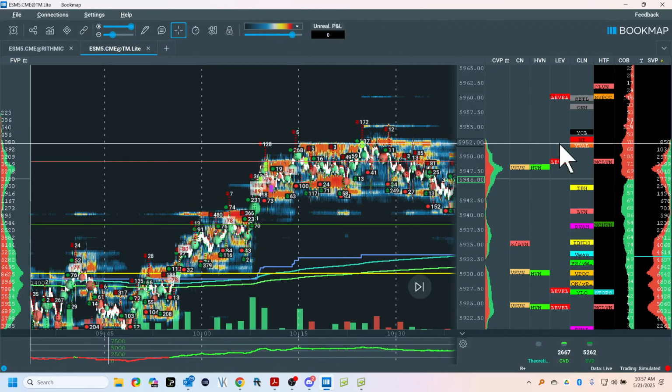Getting to the previous value area, got to find it, lost it. Previous value area high.